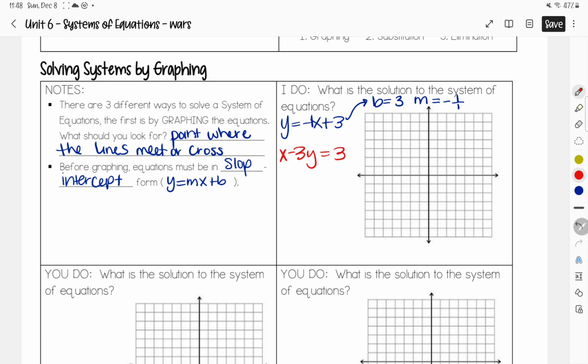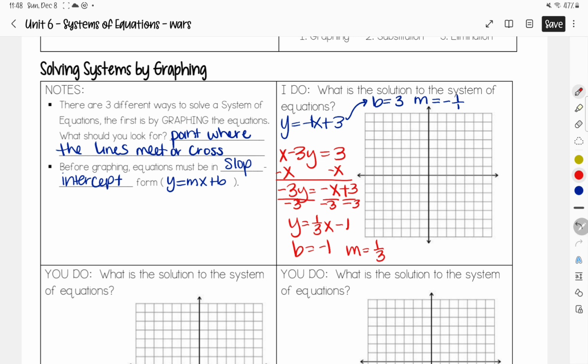Okay, so this one I need to solve for y, or put it in slope-intercept form. The first thing I'm going to do is subtract x from both sides. I'm going to get negative 3y equals negative x plus 3. Then divide everything by negative 3, and I'm going to get y equals 1/3 x minus 1. And then I can graph this. My b or y-intercept is negative 1, and my slope or m is 1 over 3.